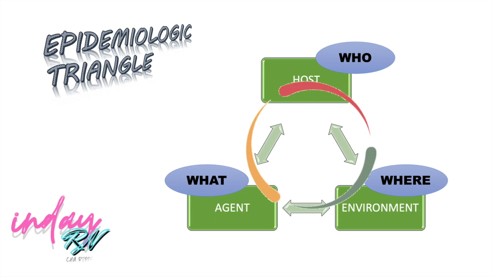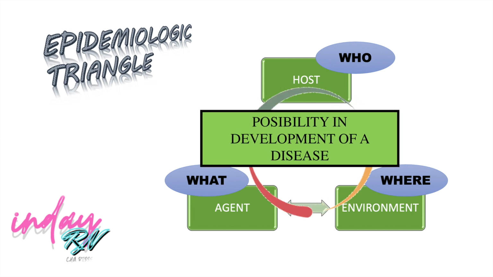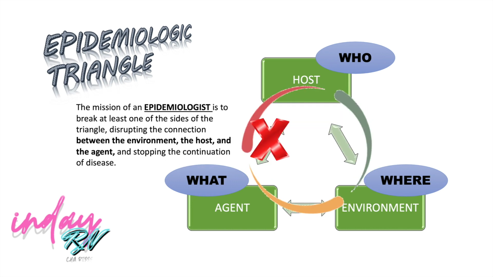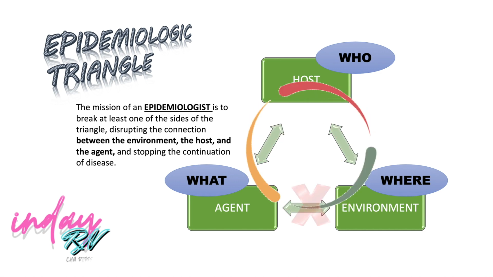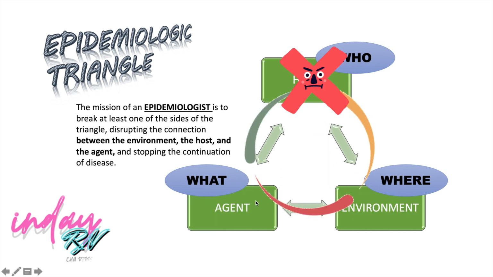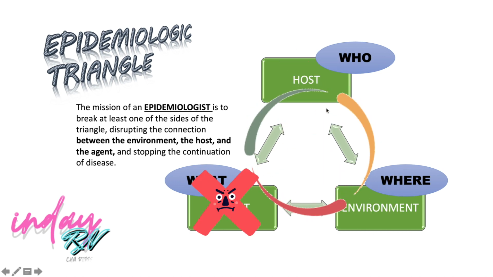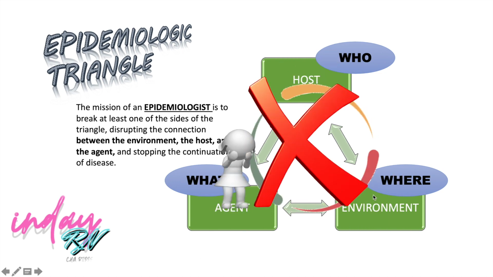Once these three are present, the host, the agent, and the environment, there is a possibility of the development of a disease. That's why the mission of the epidemiologist is to break at least one of the sides of the triangle, disrupting the connection between the environment and the host, the host and the agent, or the agent and the environment. Once the chain is broken, the development of the disease will be stopped.